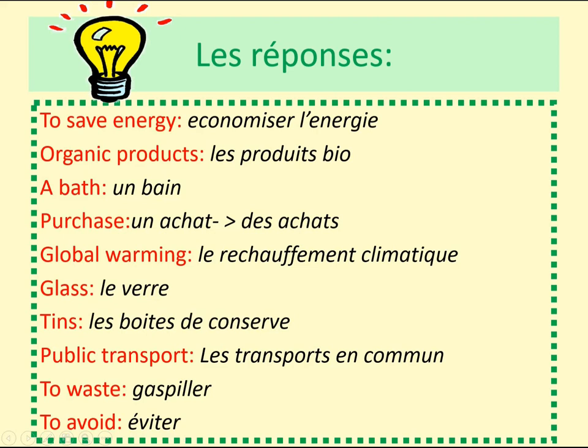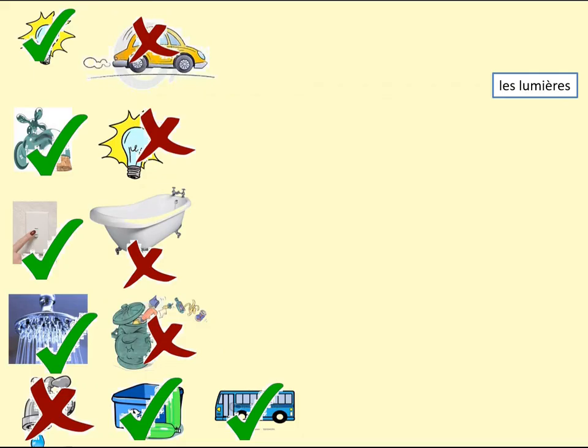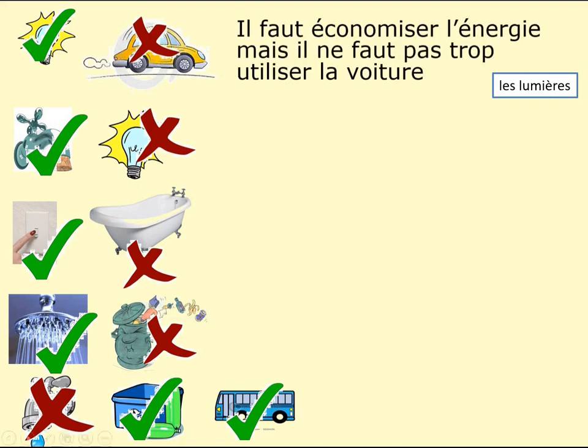So we're going to use some of this vocabulary now. Make sure you've got all of the correct French and English. So we're going to put together some phrases using these images, saying things that we think people should personally do. So if I was going to say you must save energy, il faut économiser l'énergie, but you mustn't use the car too much, mais il ne faut pas trop utiliser la voiture.